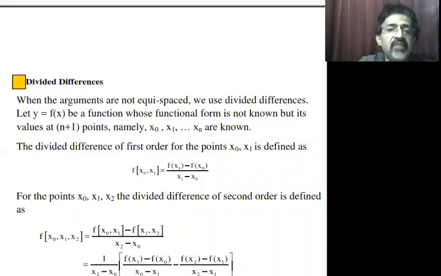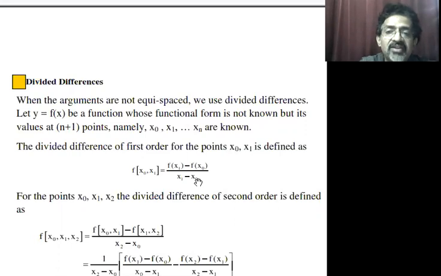So here I define the divided difference as follows. Let y is equal to f of x be an unknown function whose functional form is not known, but its values at n plus 1 points, namely x naught, x1, and so on up to xn, are known. The divided difference of the first order for the points x naught, x1 is defined as f within square brackets x naught comma x1, which is equal to f of x1 minus f of x naught divided by x1 minus x naught.